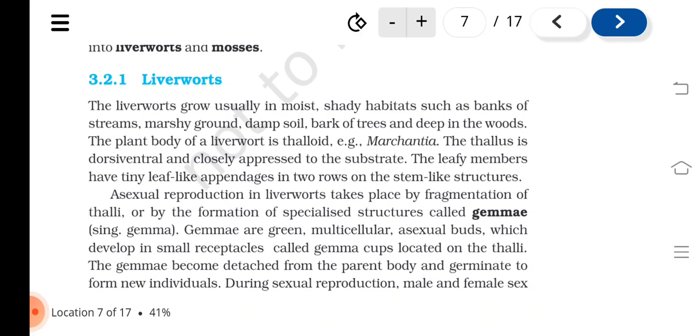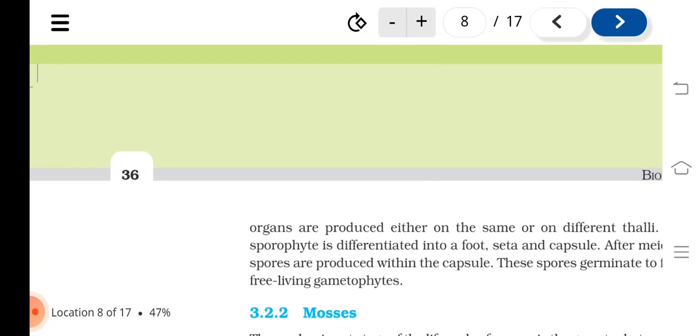Asexual reproduction in liverworts takes place by fragmentation of thalli or by the formation of specialized structures called gemmae, singular gemma. Gemmae are green, multicellular, asexual buds which develop in small receptacles called gemma cups located on the thalli. The gemmae become detached from the parent body and germinate to form new individuals. During sexual reproduction, male and female sex organs are produced either on the same or on different thalli.